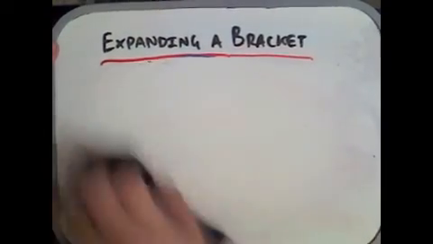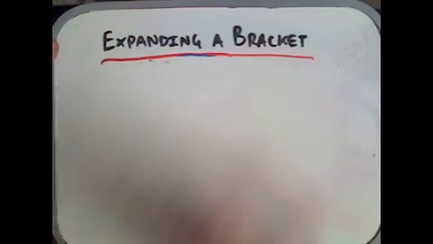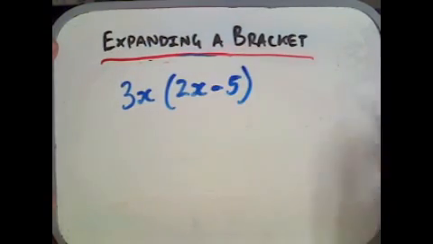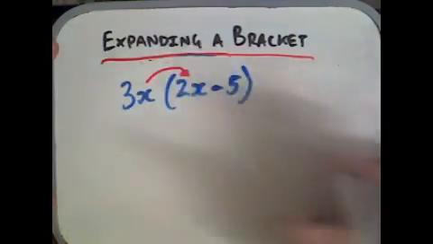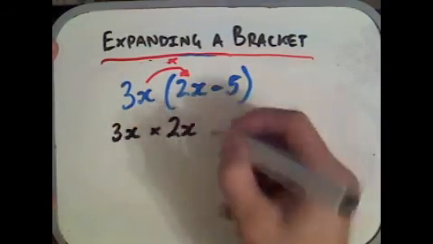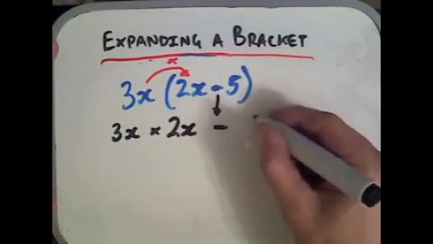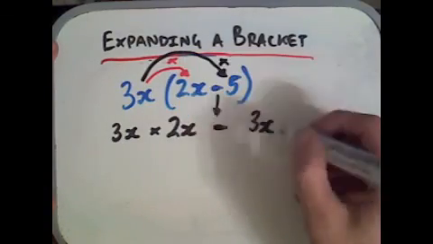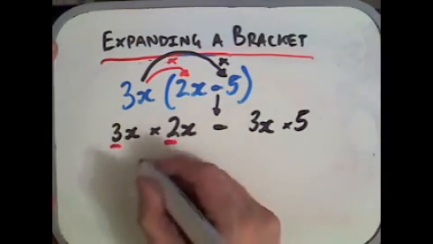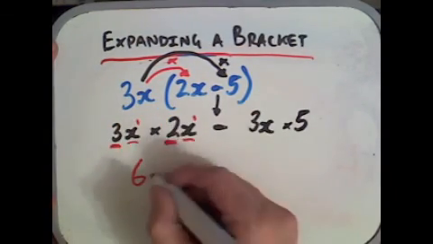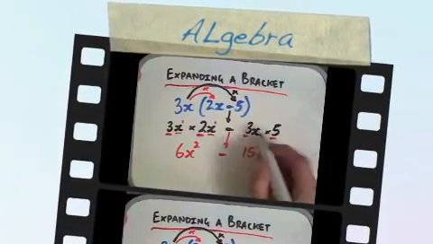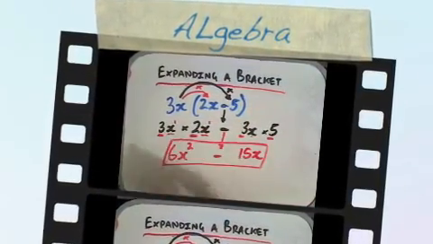Let's take another look at an example that might be a little bit harder. Okay, let's look at 3x on the outside multiplied by 2x take away 5. Again, we follow the same step. 3x times 2x, that gives us 3x there, multiplied by 2x. We have a subtract, so we put subtract down, then we go 3x multiplied by 5. Alright, let's simplify that now. 3 times 2 is 6, x times x is x squared, subtract 3x times 5 gives us 15x. And there we have our final answer there.